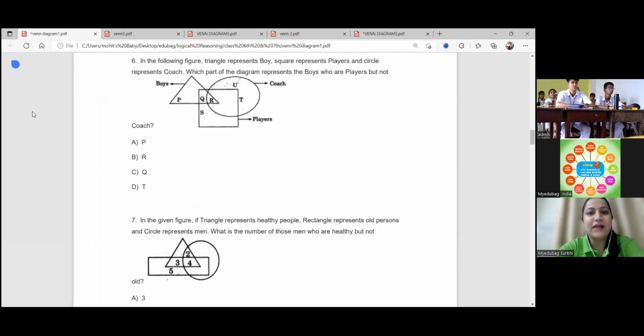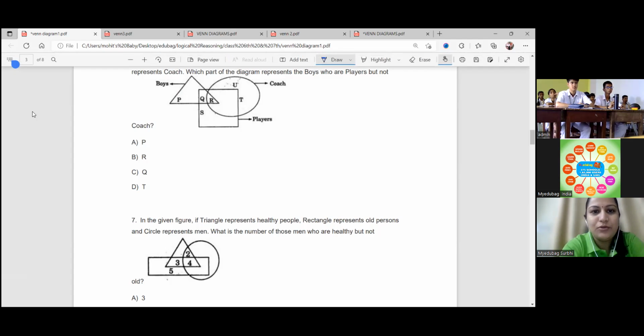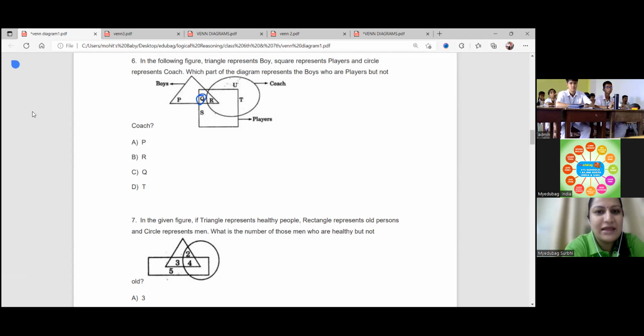In the following figure, triangle represents boys, square represents player, and circle represents coach. Which part of the diagram represents the boys who are players but not coach? They are players but not the coach. Second, okay. One is saying second and one is saying third. It is the third one, Q, because you can see he's the boy also and the player, but he's not the coach, right? He doesn't come in the circle, so he is not the coach.